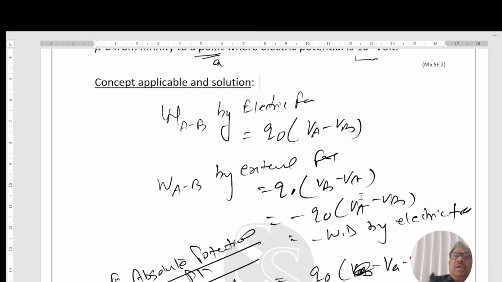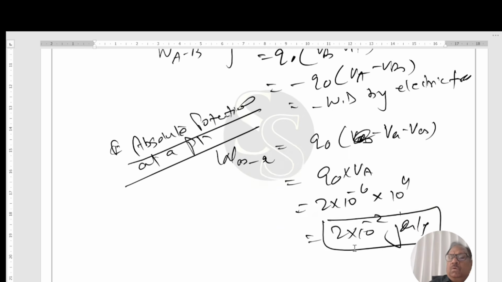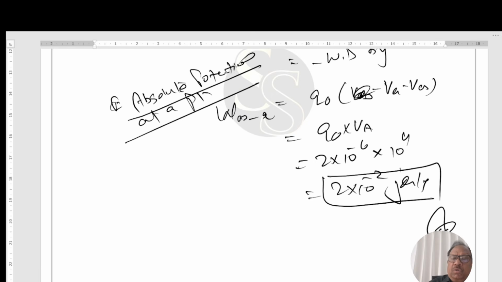Again repeating, for electric force this and this are matching, A to B, A to B. In this case it gets reversed, it becomes negative. Okay? Now, further, next question.